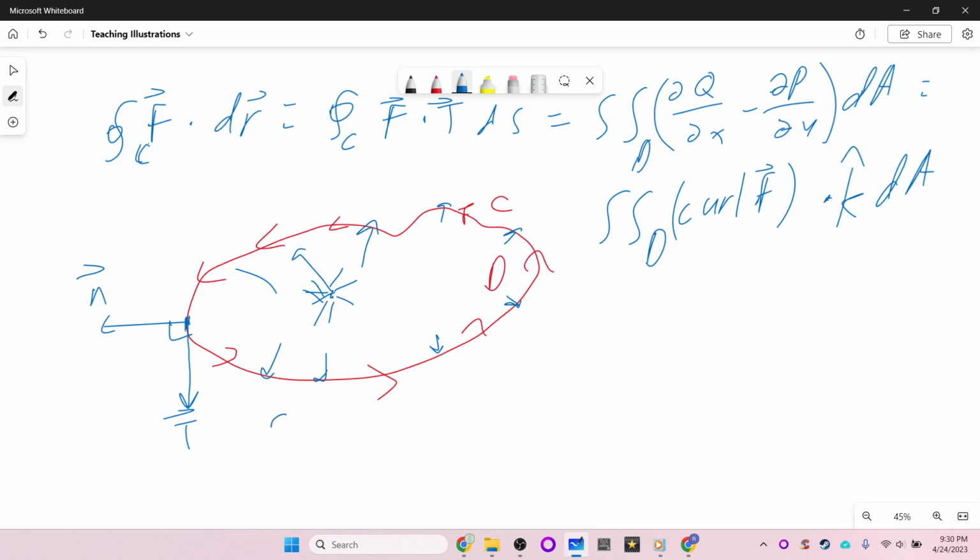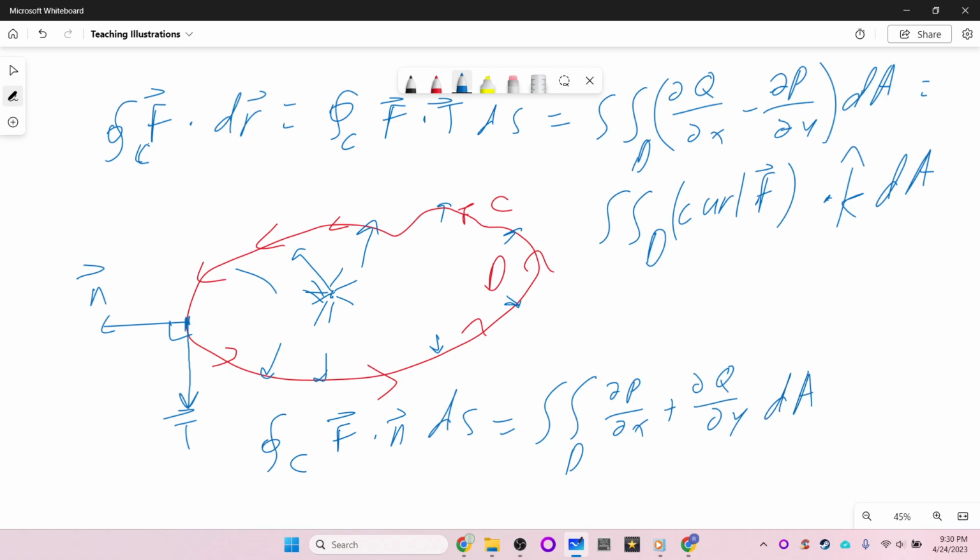So we would say the integral along C of F dot n ds equals the double integral over D of del P over del x plus del Q over del y dA. That ends up as the double integral of the divergence of F dA. And this ends up being what is called the flux.